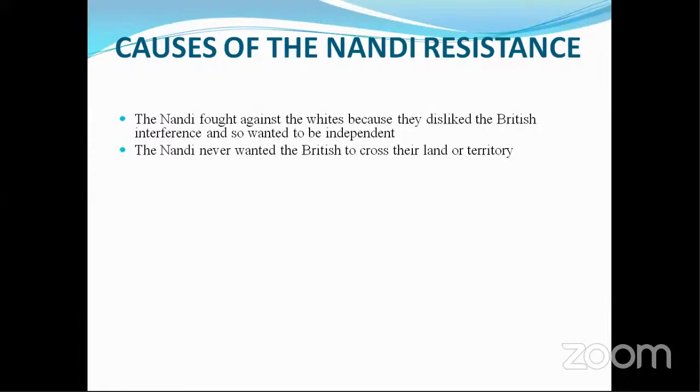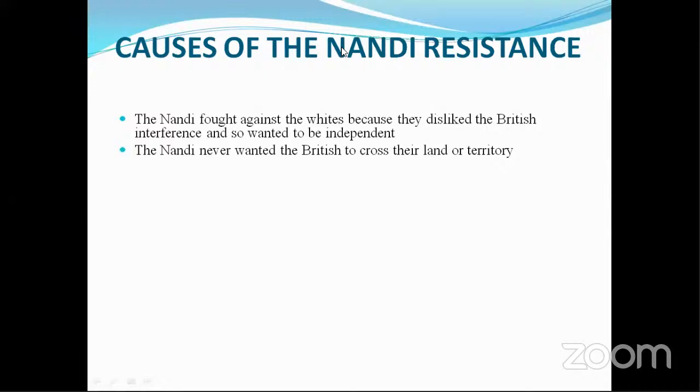Now, our point number 2: the NANDI never wanted the British to cross their land territory. It is almost the same. They disliked them, that is 1. 2, they never wanted these people to cross their territory. But before I give you mine, I can entertain a few people here. They can give us some of these reasons, for us to know whether you had the points very well. So if you have a point, you can put up your hand.